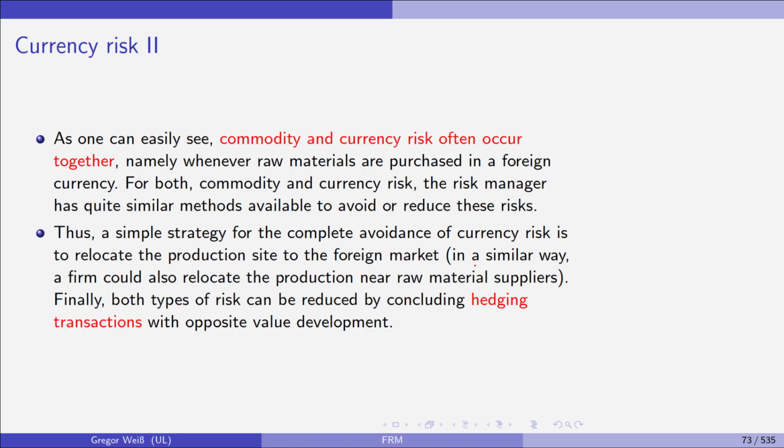Namely, whenever raw materials are purchased in a foreign currency. Commodities are obviously often bought in foreign currencies, especially if you're doing it directly from your supplier. So in these cases, you will have commodity and currency risk. The risk manager has quite similar methods available to avoid or reduce this risk.